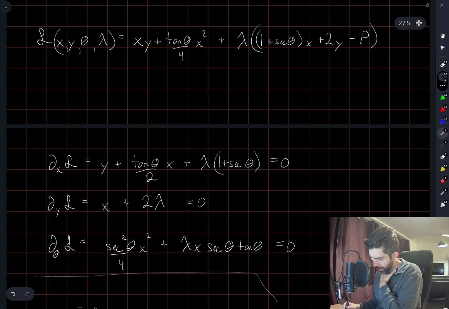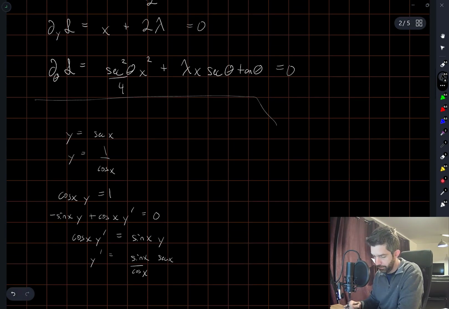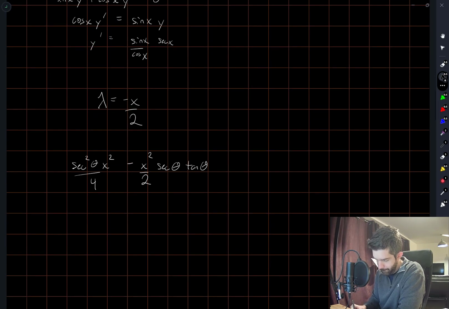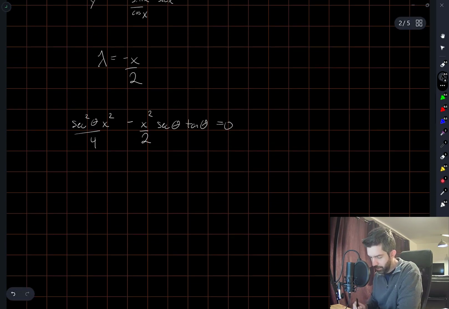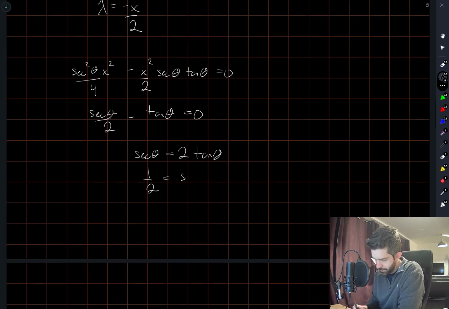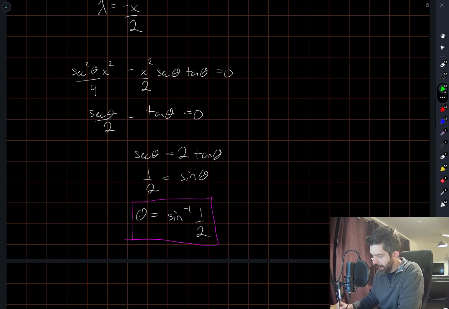Okay, well, I see right away. I'm going to solve for the Lagrange multiplier first. Clearly that'll be in terms of x, and then eliminate it everywhere else. So this should allow us to solve for theta, which is pretty convenient. So there's the angle we need, sine inverse of a half.